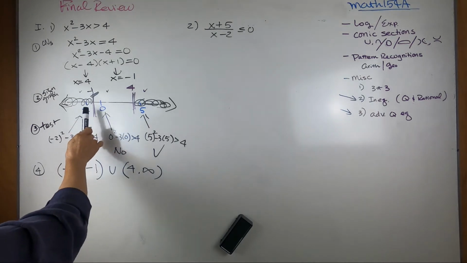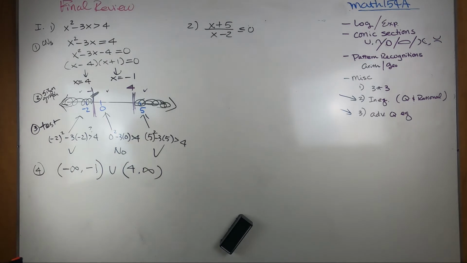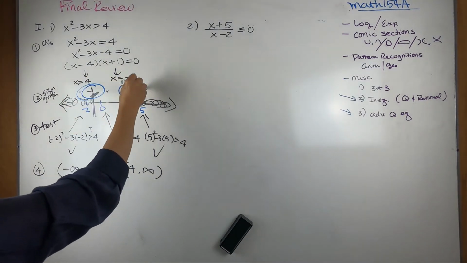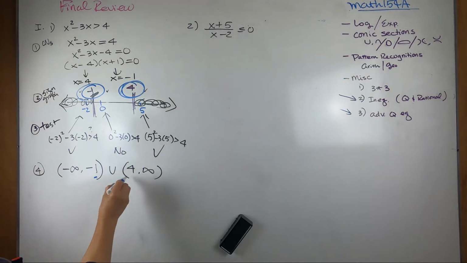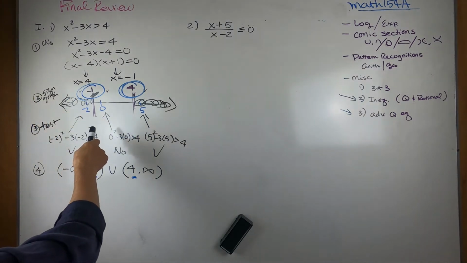Don't use the test point as your boundary point. You need to remember, you need to use what? Your critical numbers for your boundary points. Okay? Then that's for quadratic inequalities.